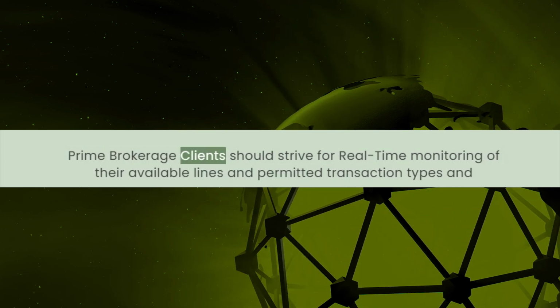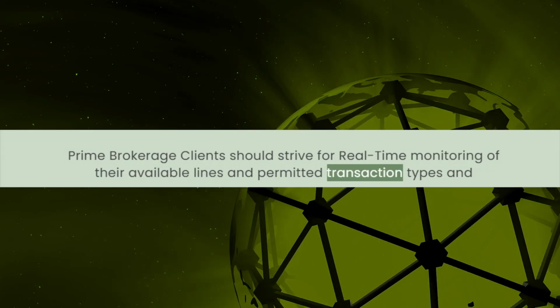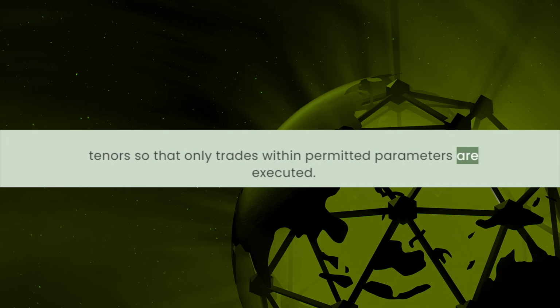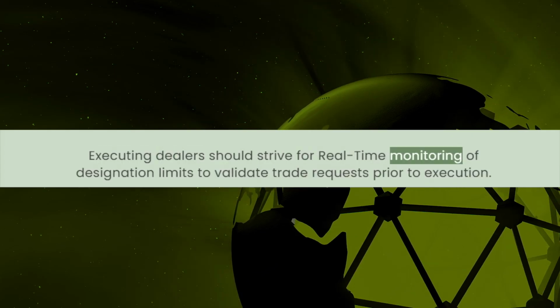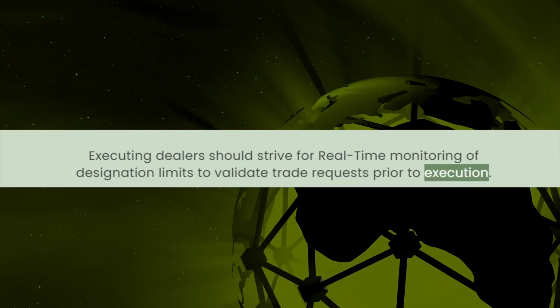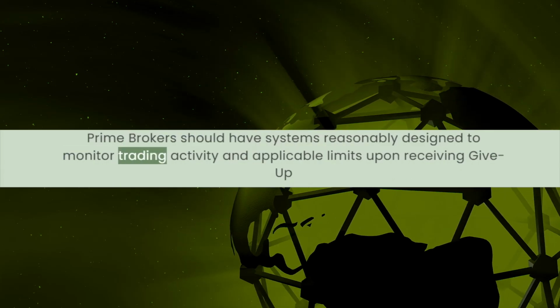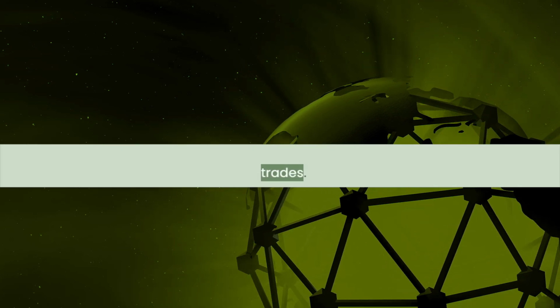Prime brokerage clients should strive for real-time monitoring of their available lines and permitted transaction types and tenors so that only trades within permitted parameters are executed. Executing dealers should strive for real-time monitoring of designation limits to validate trade requests prior to execution. Prime brokers should have systems reasonably designed to monitor trading activity and applicable limits upon receiving give-up trades.